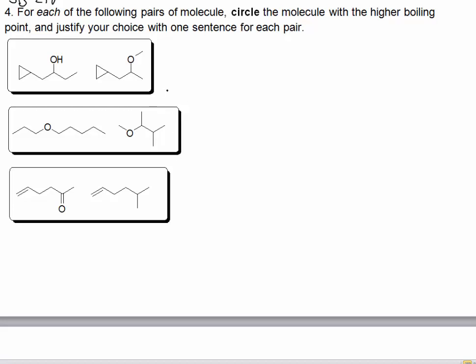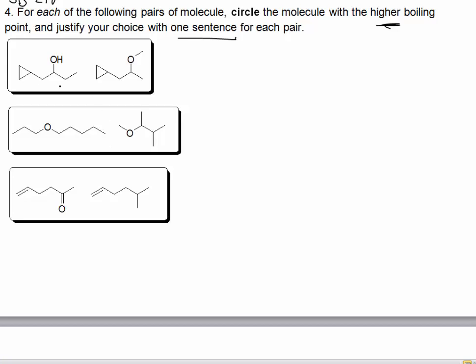Okay, question 4. You're given 3 sets of molecules, and we're asked to circle the molecule with the higher boiling point, and then justify your choice. You don't necessarily have to write it in a complete sentence. As you'll see when I give you answers, it's probably just a short list. But my point is I don't want to read a paragraph of explanation here, and that's not really necessary.